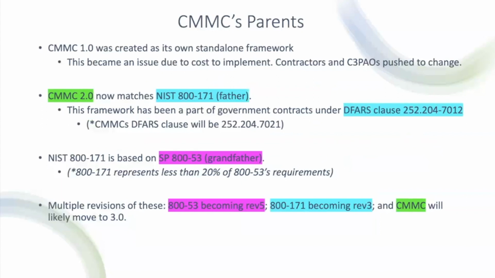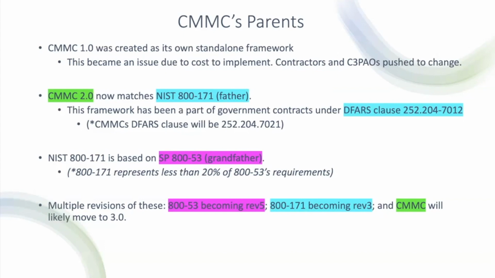The first one was 1.0. It was created a number of years ago, just didn't match any frameworks. And so the folks at CMMC AB, the C3PAOs, all the acronyms in the world, as well as the contractors, pushed back. And CMMC 2.0 was created as it matches the NIST 800-171. We call that its father document. This framework has been a part of the government, and it has been in contracts under the DFARS clause that you see on the screen.